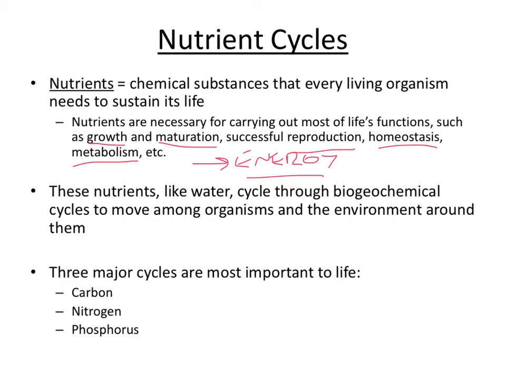There's 3 major cycles, and these include the carbon cycle, the nitrogen cycle, and the phosphorus cycle. Now we're going to learn the most about the carbon cycle, but then you're going to have to know a little bit about these other 2 as well.